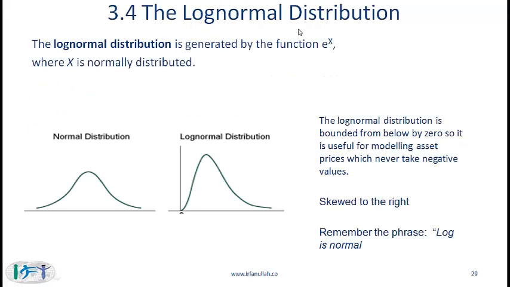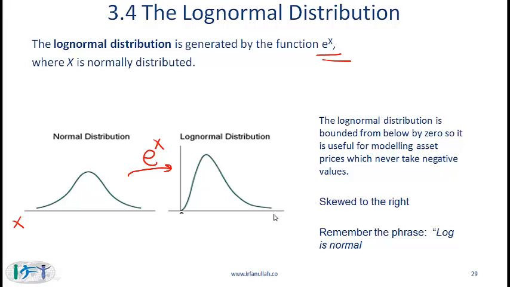The log normal distribution. The log normal distribution is generated by the function e to the power of x, where x is normally distributed. If you take this normal distribution, where x is the random variable, and you transform the normal distribution by taking e to the power of x, so x is a normal distribution, what you end up with is a log normal distribution.